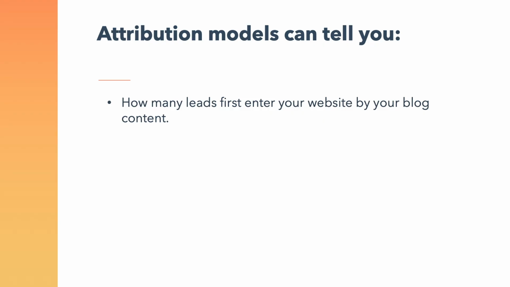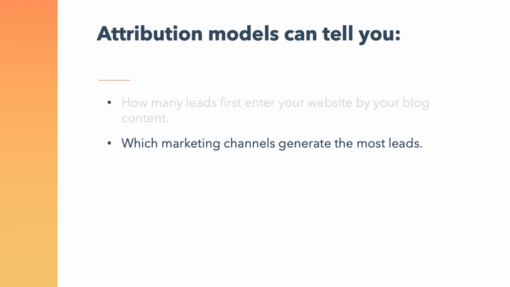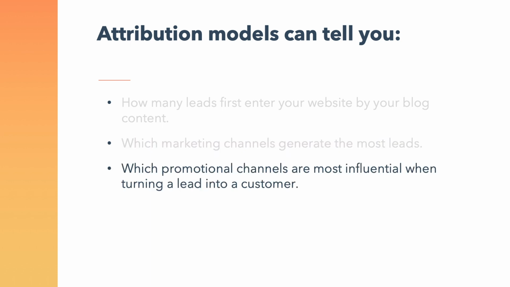Setting up an attribution model can be done with marketing software. Google and HubSpot, for example, both offer reporting options with attribution models that can be customized to fit the way your business works. Attribution models can answer a lot of questions you might have about your content marketing efforts. For example, attribution models can tell you how many leads first enter your website by your blog content, which marketing channels generate the most leads, or which promotional channels are most influential when turning a lead into a customer.